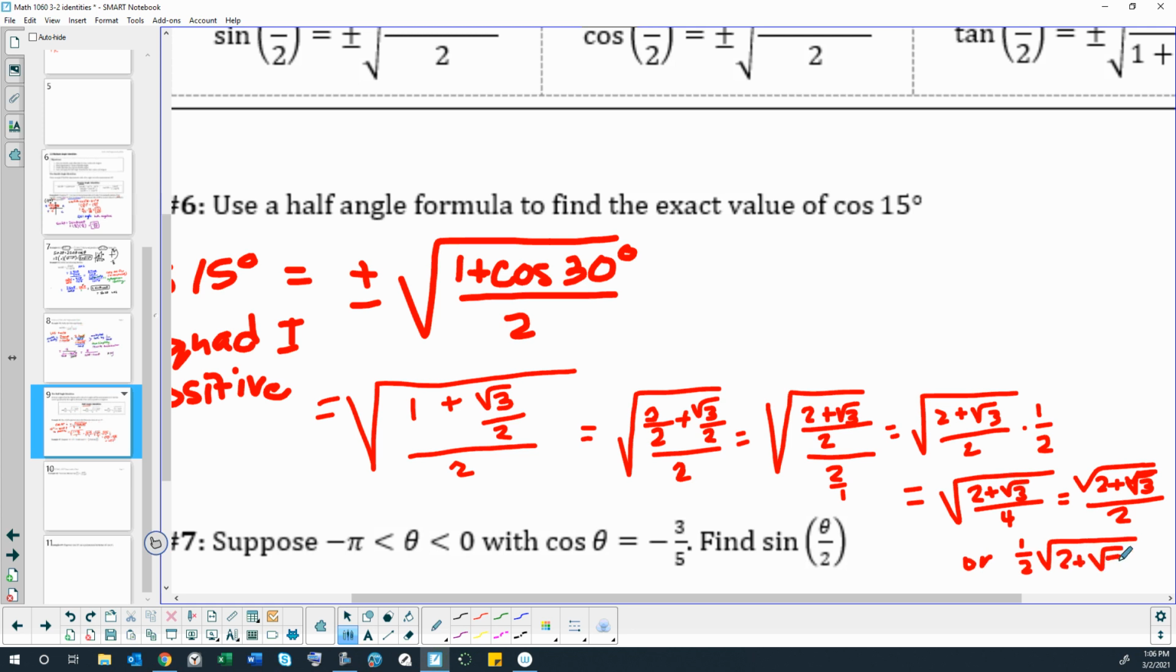So when we did this problem in section 3.1, we got a different answer. We got square root of 6 plus square root of 2 over 4. How can those answers look so different, and yet both of them be the cosine of 15 degrees?